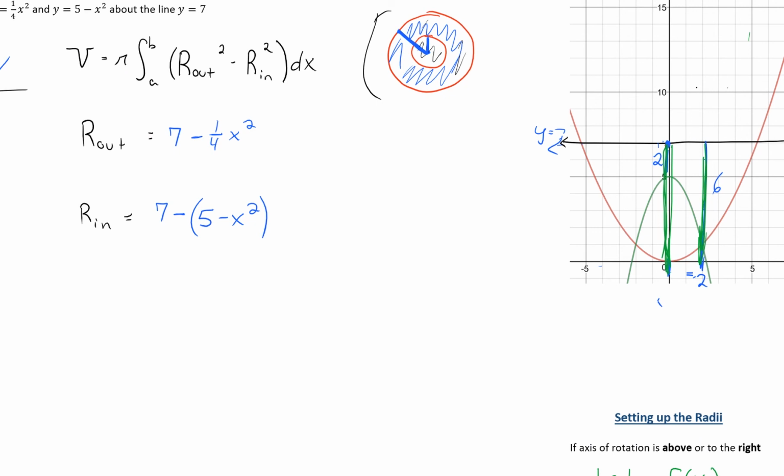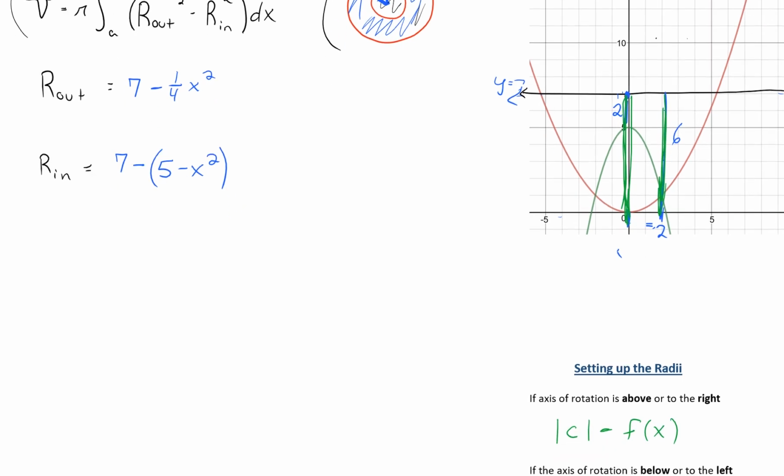So we have our outer radius and our inner radius. Good. Next step is to set up the integral. As we have pointed out up here, volume is equal to pi times the integral from a to b. Wait a second, what's a and b? Well, that's the endpoints of our integration, which means our solid goes from where to where.